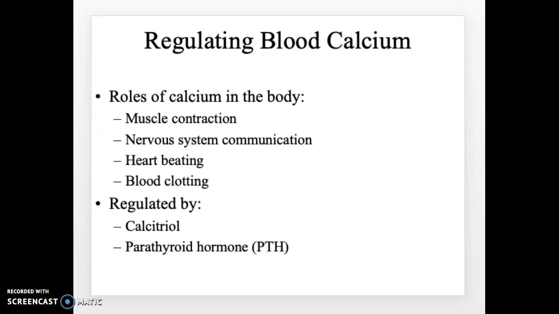So I've talked about how important calcium homeostasis is and how the bones act as a reservoir for calcium in case the body needs it. Calcium in the body is really important in muscle contraction and in nervous system communication. Heart beating is part of muscle contraction, and blood clotting is also really important with calcium. It gets regulated by these two hormones, calcitriol and parathyroid hormone.